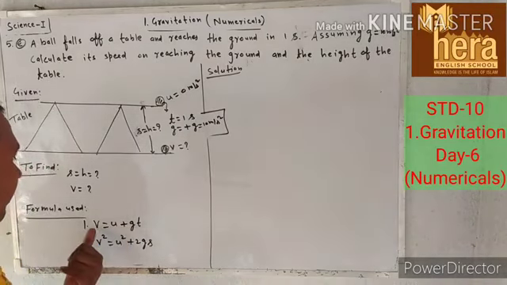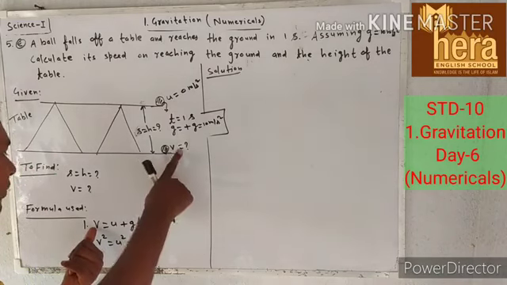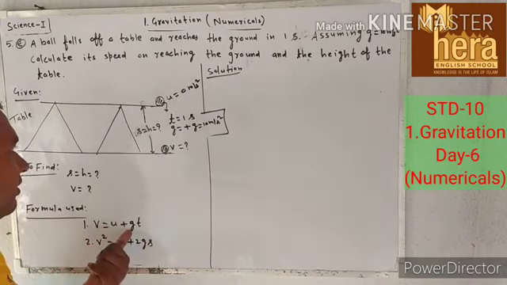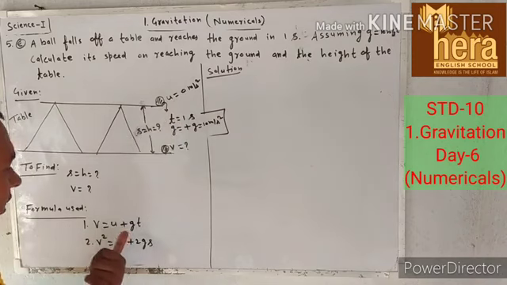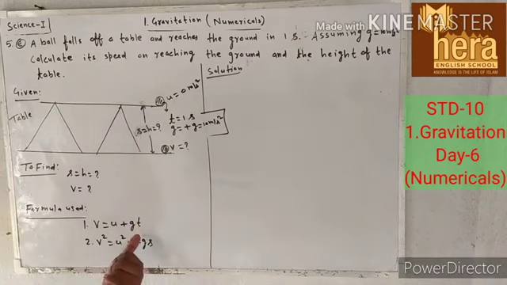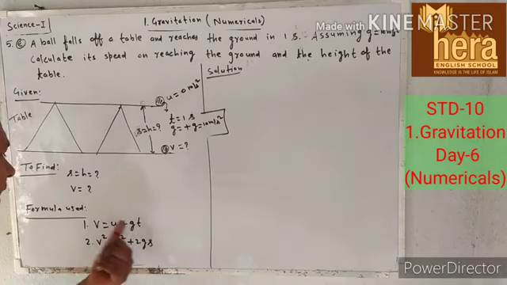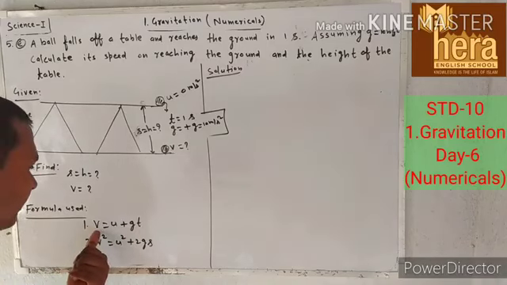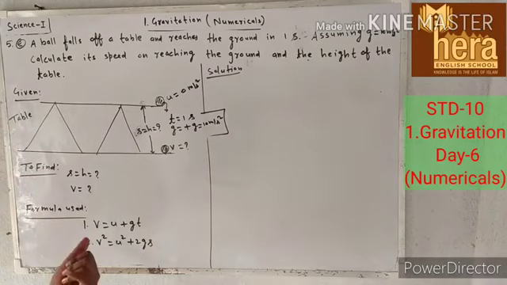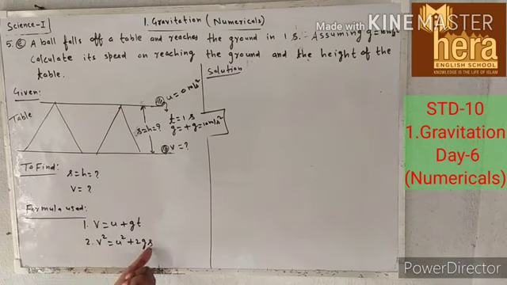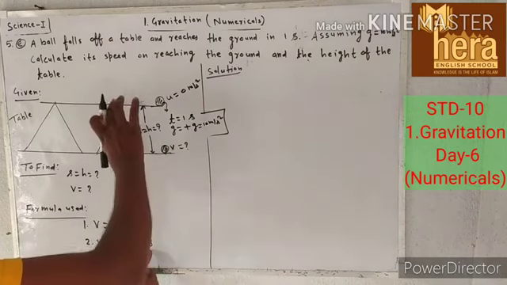V is not given, we have to find. U is given, G is given, T is given. So from this formula we can find the value of V. After that we will put the value of V in formula number 2, so that we can find the height of the table.